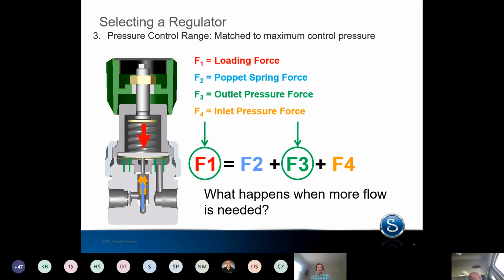Very often we see regulators selected to mimic the gauges that are used with them, right? So if there's a system that has a 90 psi outlet pressure, you may be using a 0 to 200 gauge, which makes sense. Gauges work the best in the middle of their range, kind of that middle third.